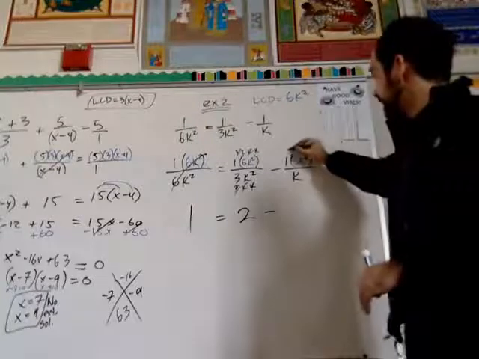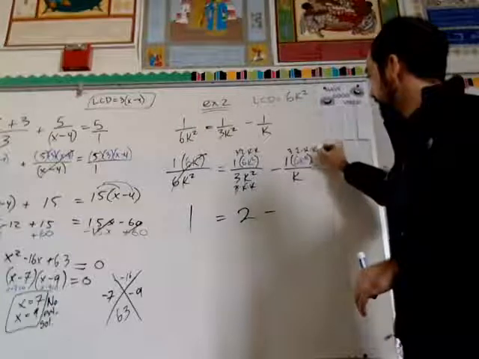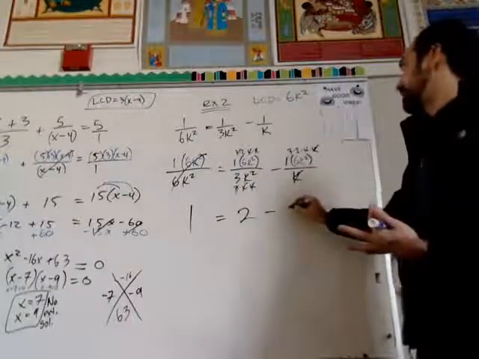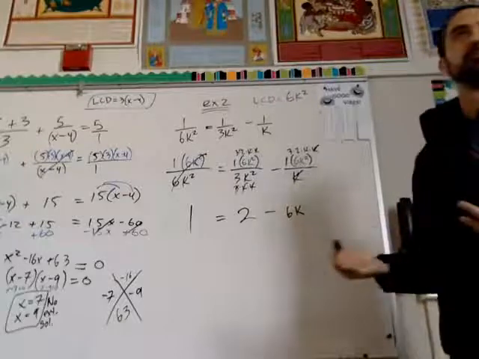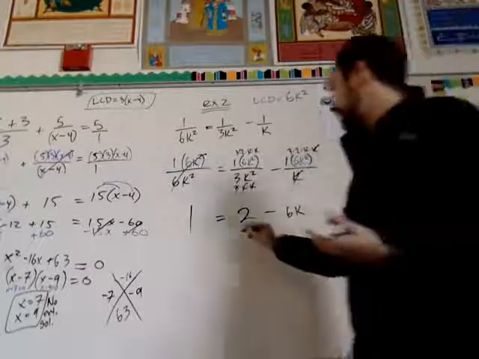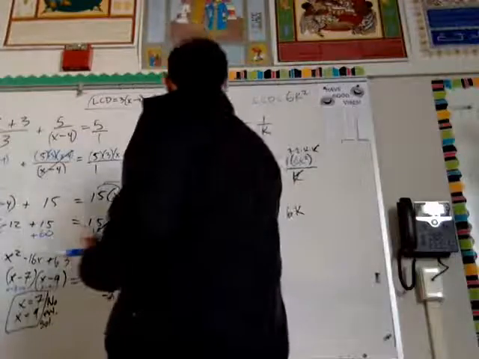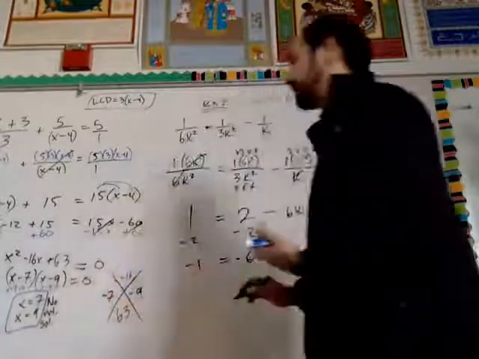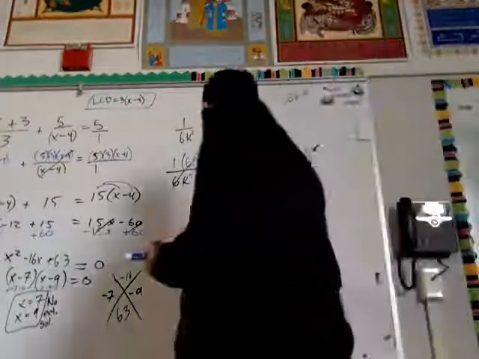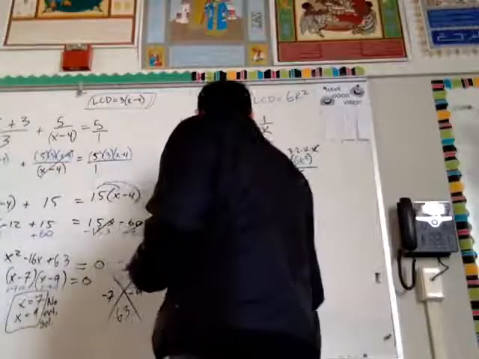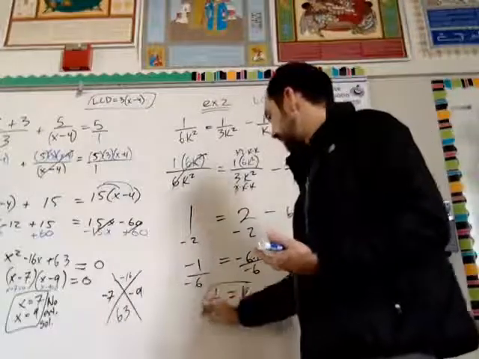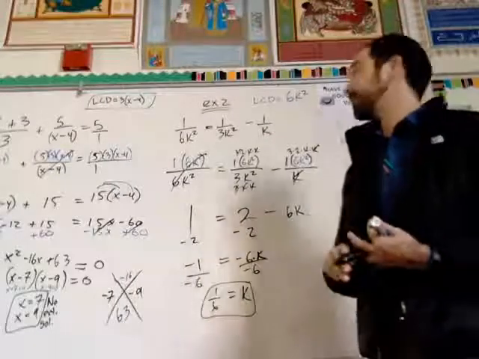Okay, how about this one? This is 3 times 2 times k times k. That's 1k. So what should we cross out there? Just 1k. And then we have 6k. We're getting there pretty quick. Next step. Let's do it. Minus 2 minus 2. Negative 1 is equal to negative 6k. It's negative 6 times k. We divide by negative 6. K is equal to, what's a negative divided by a negative? Positive 1/6.